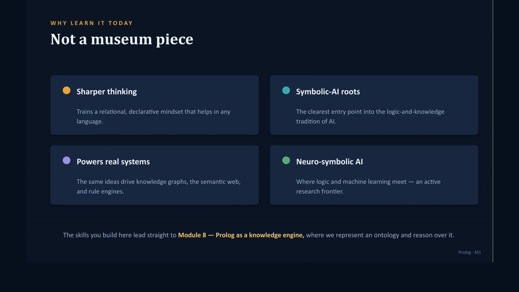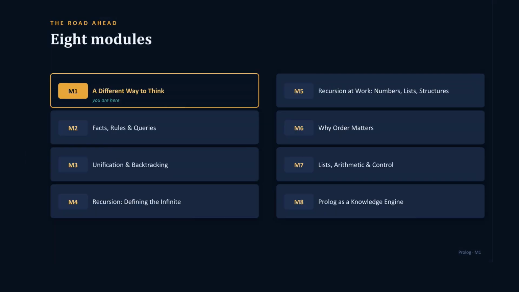This is not a museum piece. The skills you build here lead directly to the Knowledge Engine module at the end of this course, where we will represent an ontology and reason over it, in Prolog. Here is the road ahead. We start, in this module, with the big idea.